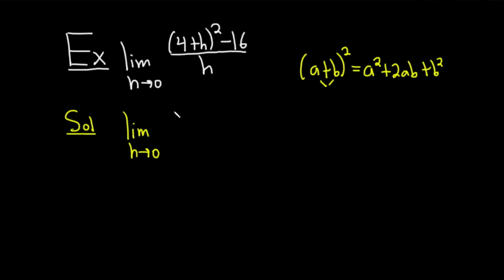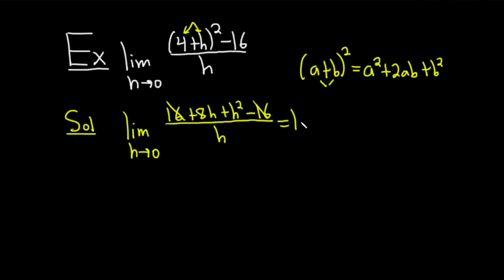So here you square the first, so you get 16. Multiply them and double them, so 4h times 2, right, because it's 4h, and then times 2 is 8h. And then square the last, that gives you h squared. And then you have this minus 16 here, all divided by h. And look at this, the 16s cancel.